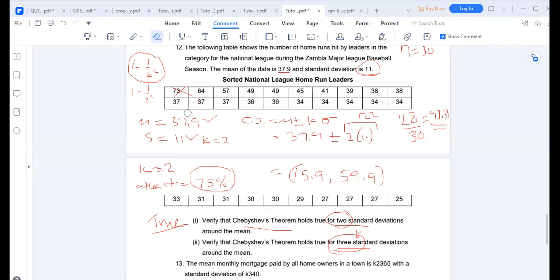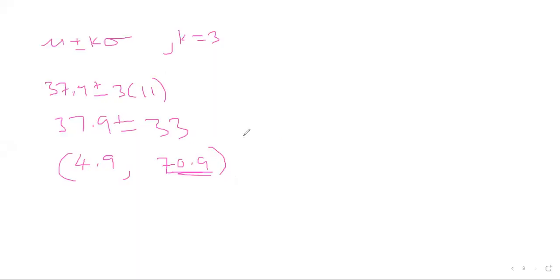Then on the lower bound, is there anything less than 4.9? No, all of them are within. So there's only one which is outside. So how many out of 30? We're going to say 29. 29 out of 30 qualify, right? Only one is nullified. So the percentage is 29 divided by 30. We get 0.9667, so 96.67%.